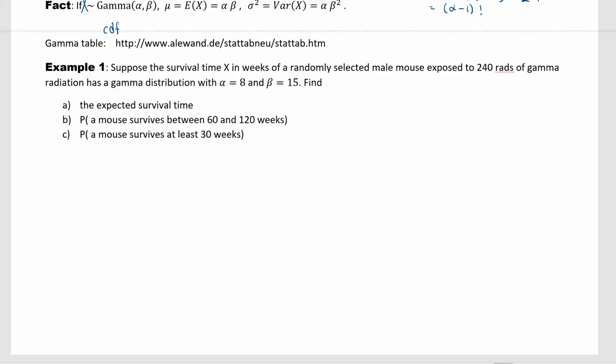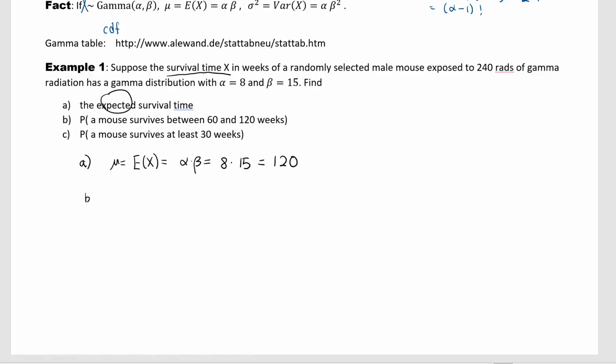Okay, so what does that mean? Well, x is the survival time. Expected means we're looking for the expected value. That's the expectation. That is the mean. So all of those are different names for the mean. So the mean, mu, is E of x, which is alpha times beta. We use the formula. Alpha is 8, beta is 15, so our answer is 120. So far, so good, everybody?